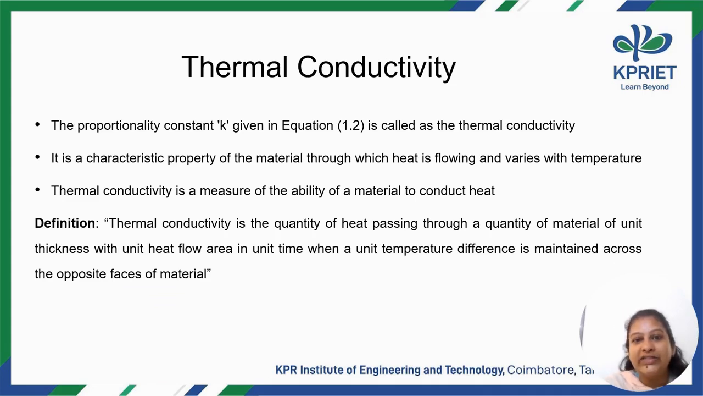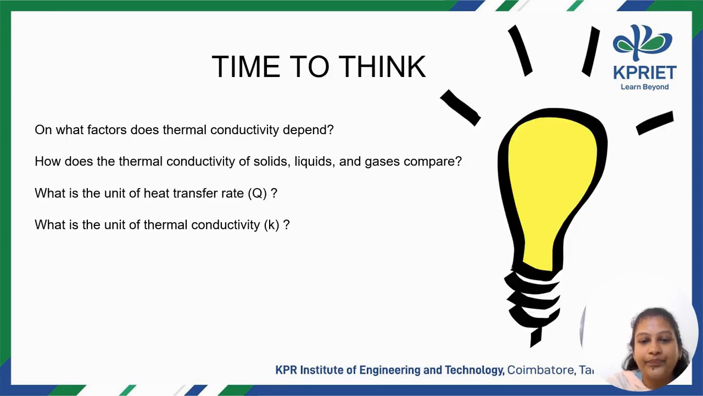Next, thermal conductivity. As we discussed earlier, it is a property of a material to conduct heat, right? So it is a characteristic property of a material and it is given by the symbol K. The unit is watt per meter Kelvin. By definition, let us look at what thermal conductivity is. Thermal conductivity is the quantity of heat passing through a quantity of material of unit thickness with unit heat flow and unit time when a unit temperature difference is maintained across the opposite faces of a material. So this is the definition of thermal conductivity.